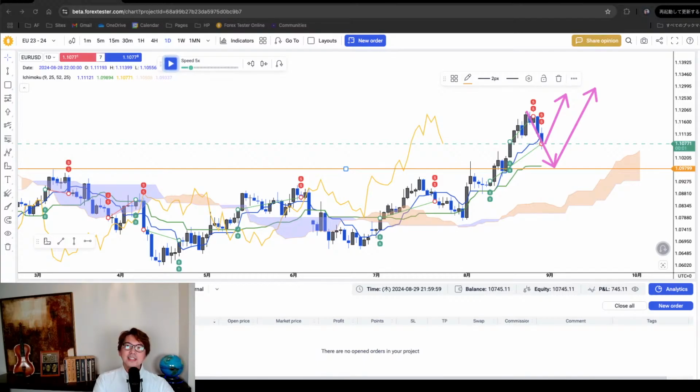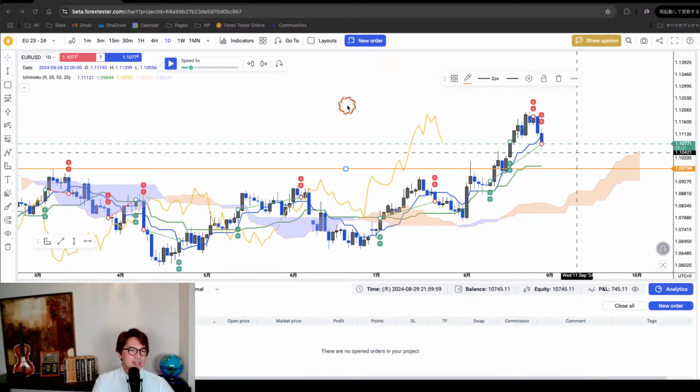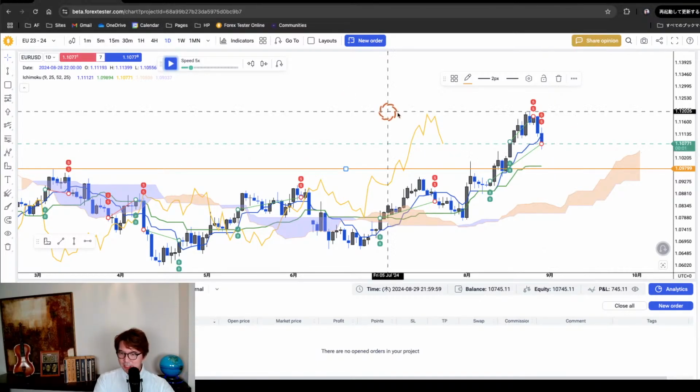So let's see how this one goes. If it retraces, then I wait and see if the market bounces here or not. So let's see what's going to happen after this. So let me move the bars one by one.